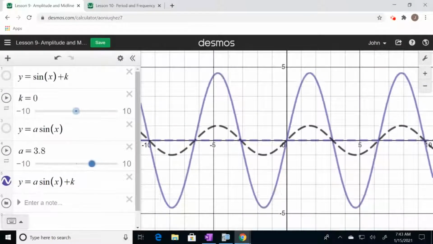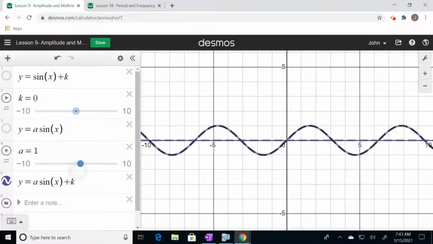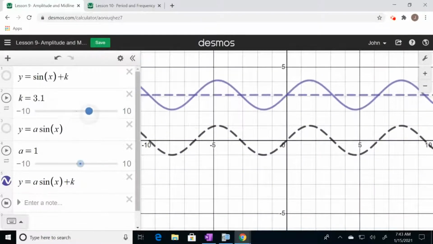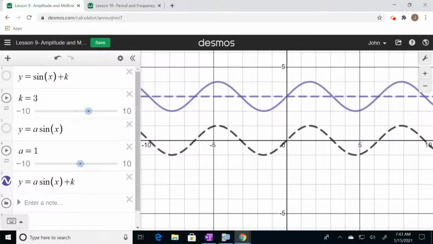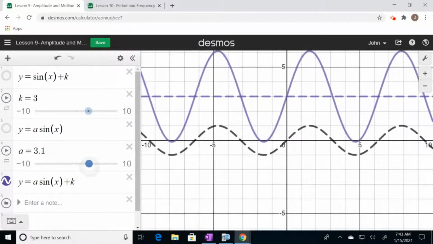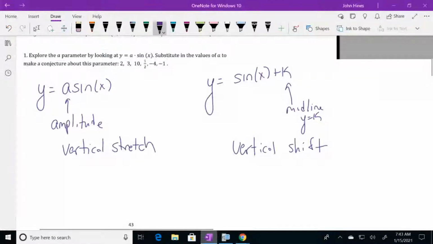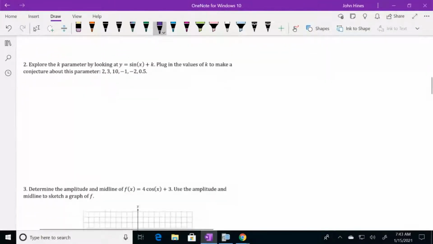So if I had, let me make this 1 again, if I had a k value of 3, what that does is it creates this horizontal line of y equals 3, and that's my home base. From there, then I can apply the amplitude to figure out how high and how low I go. So the midline and the amplitude are vertical stretches and vertical shifts that are our first basic transformation of our trig graph.